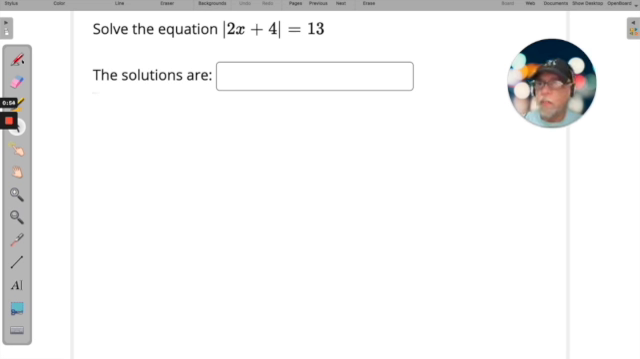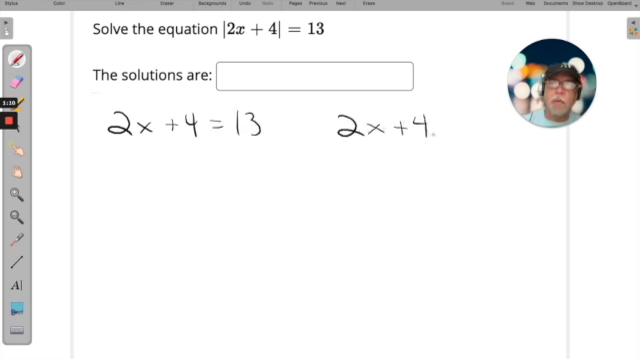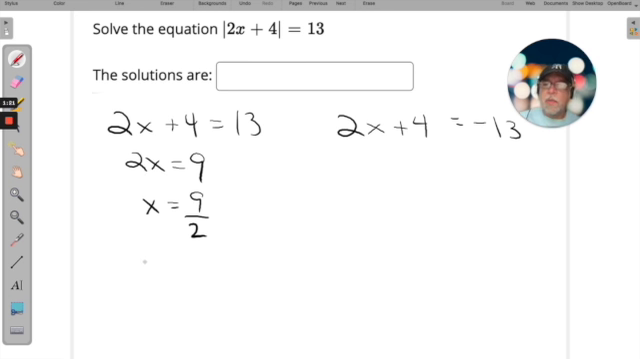Okay, if you remember what we did in class, the absolute value of 2x plus 4 is equal to 13. There's two numbers that have the absolute value of 13. That's 13 and negative 13. So you have to account for both. So 2x plus 4 must not only equal 13, it must also equal negative 13. Solving this, you can get 2x is equal to 9, and x is equal to 9 over 2. Put in decimal form, that would be 4.5. I think it'll take either one.